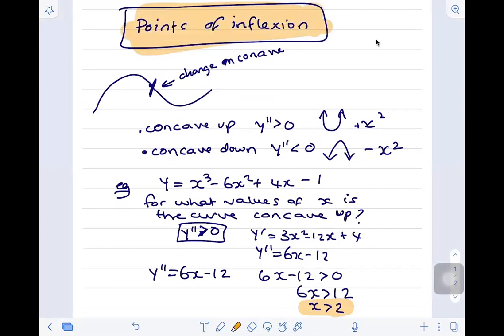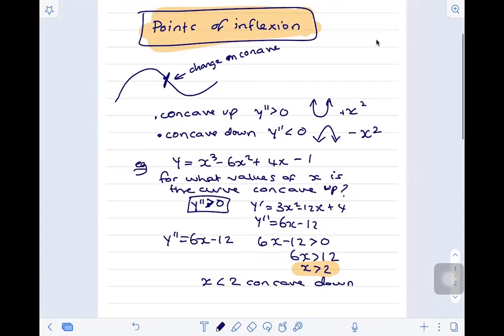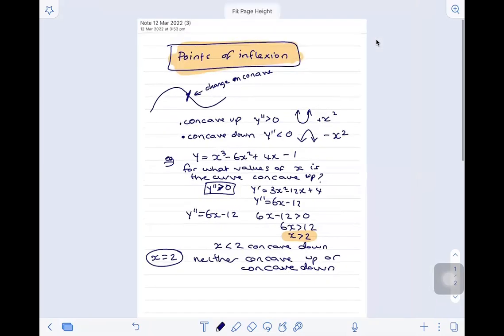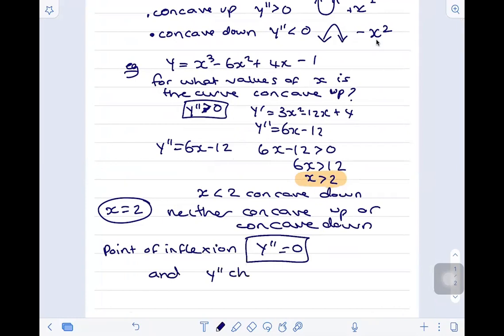Now, it would be concave down if x was less than 2. That would be concave down. But there's a point when x equals 2 where it is neither concave up or concave down. And that's the point that we call the point of inflection. So the point of inflection will occur when y double dash equals 0 and y double dash changes sign either side, like this point here at x equals 2.